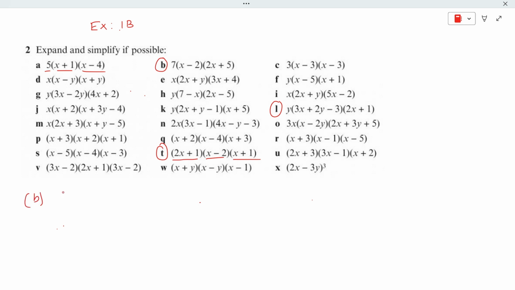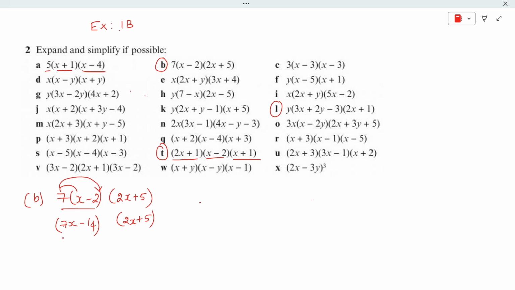So come to question 2b. 7 times x minus 2 and 2x plus 5. So first I am going to multiply 7 times x minus 2. Okay, so how will I do it? 7 times x is 7x. 7 times minus 2 will become minus 14. Then I am going to multiply this answer with the third expression. Whatever answer I get for the first two expressions, I am going to multiply with the third expression.